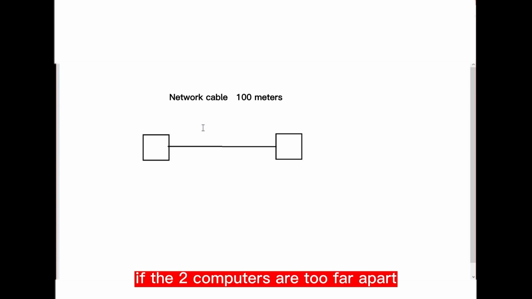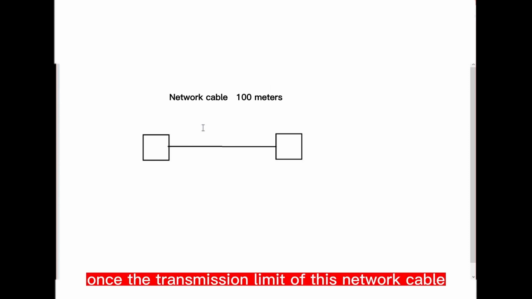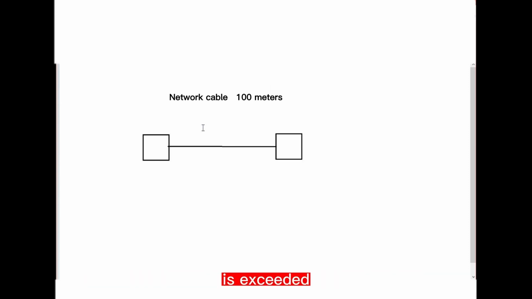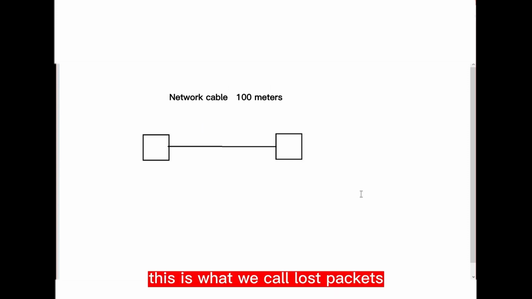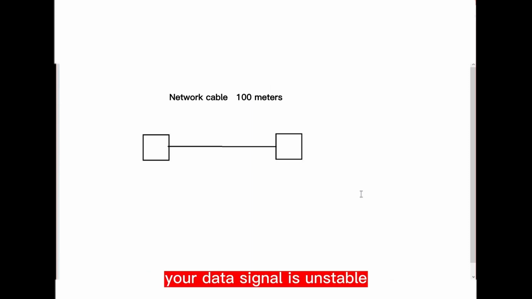If the two computers are too far apart between the terminals, once the transmission limit of this network cable is exceeded, then the data starts to be lost. This is what we call lost packets. Your data signal is unstable. Data can be passed, but there will be packet loss.